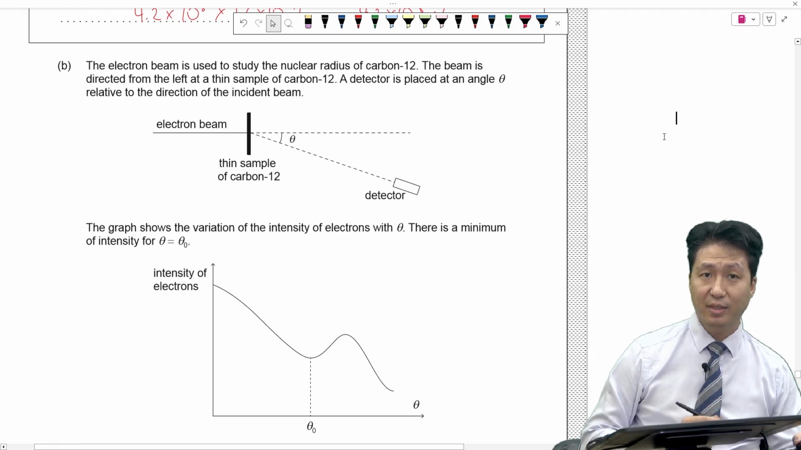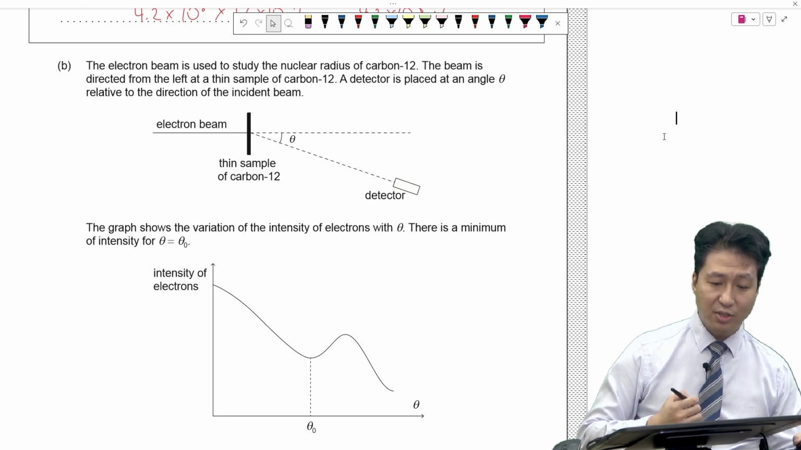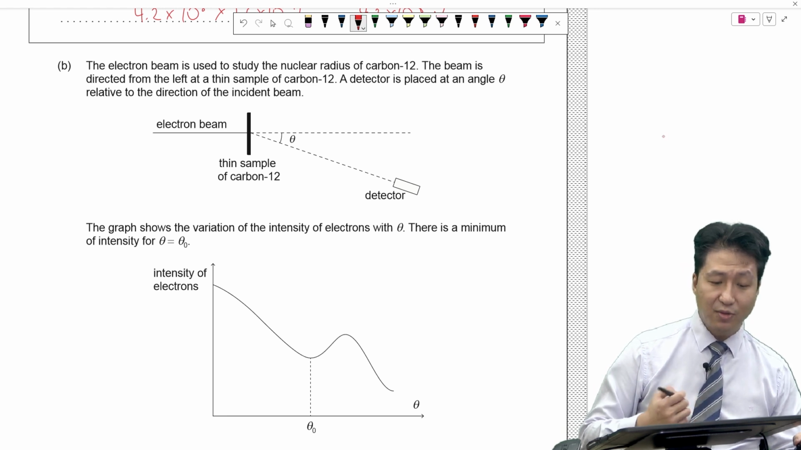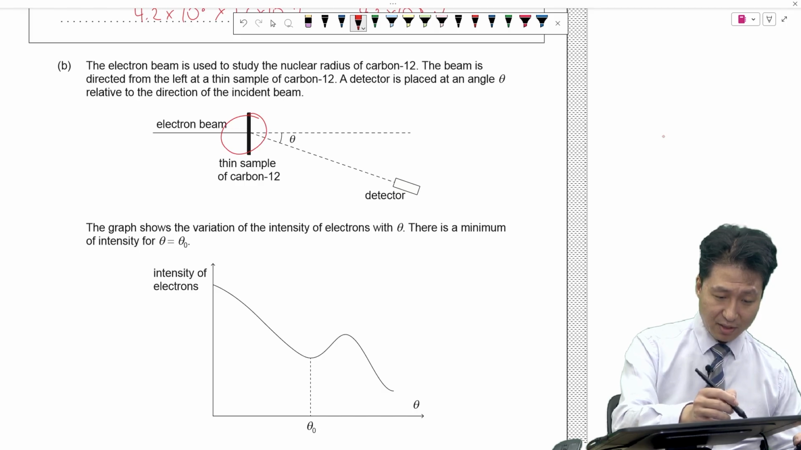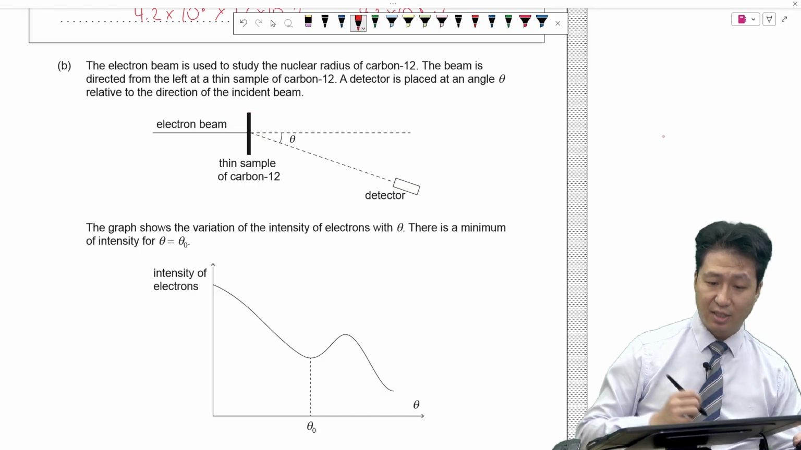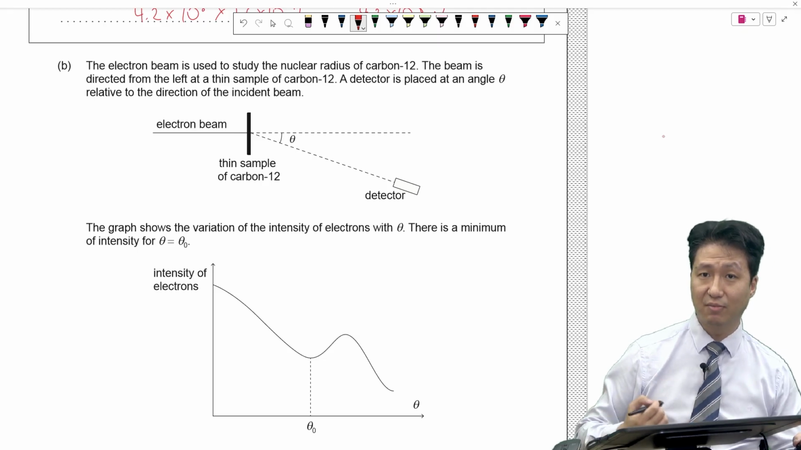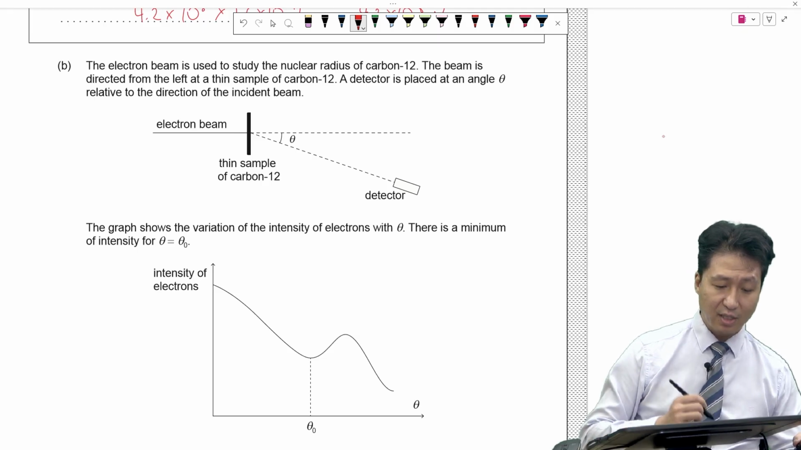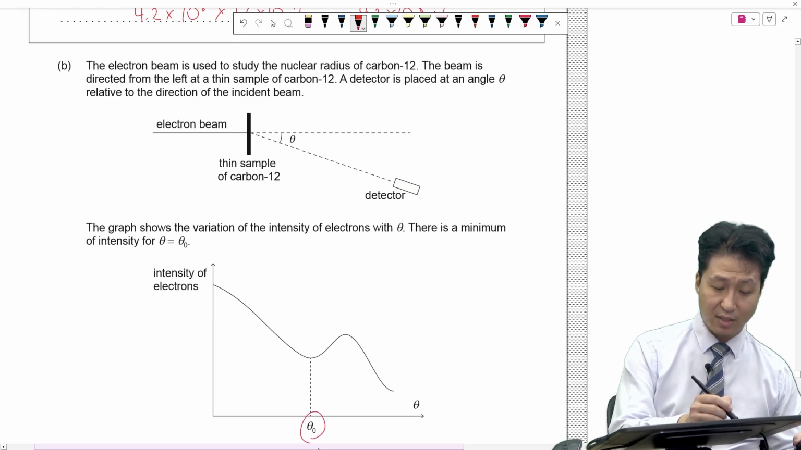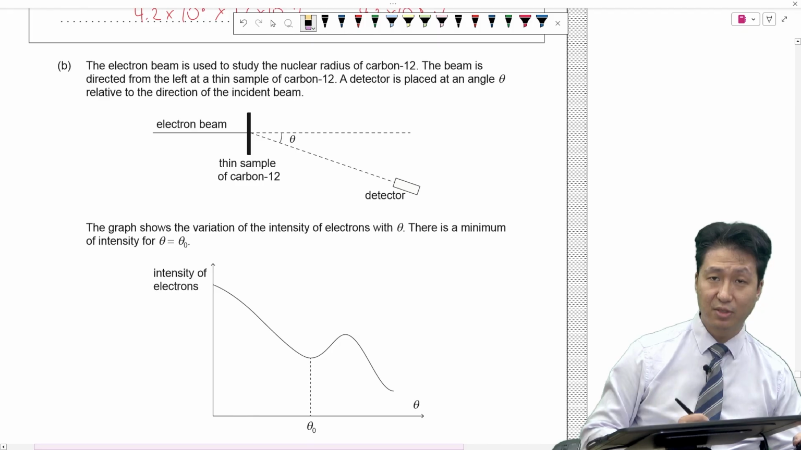In part B, the electron beam is used to study the nuclear radius of carbon-12. The beam is directed through the left at a thin sample of carbon-12. A detector is placed at an angle of theta relative to the direction of the incident beam. The graph shows the variation of the intensity of the electrons with theta. There's a minimum intensity for the angle at theta sub 0.